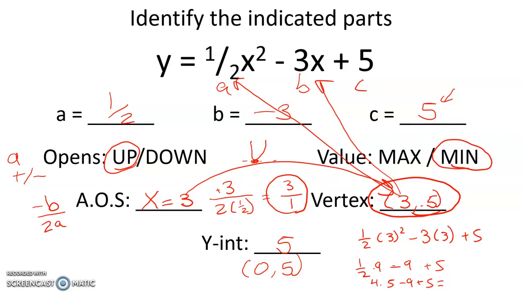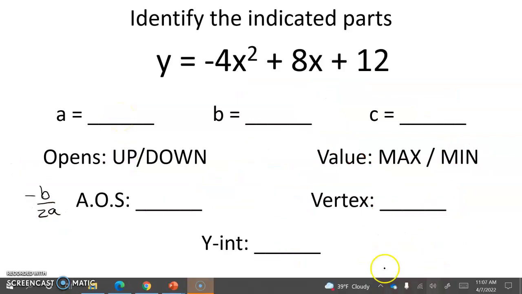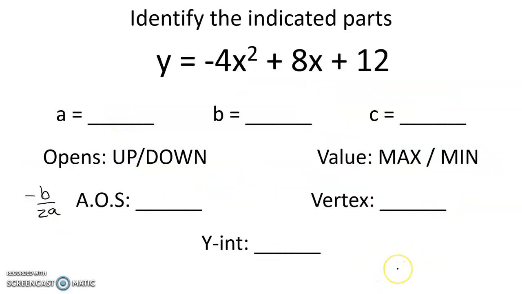All right. So we worked through all that and got it taken care of. Now we've got another example here. Let's identify these indicated parts. My a value is negative 4. My b value is going to be 8. My c value is going to be 12.